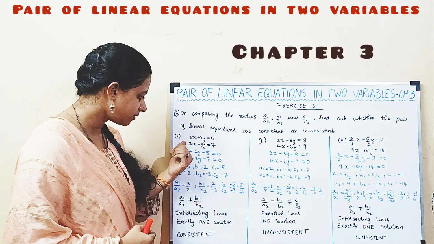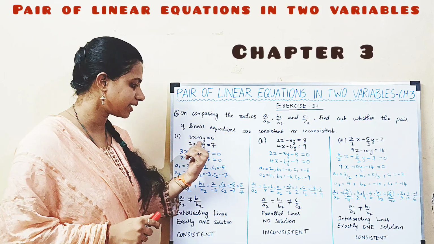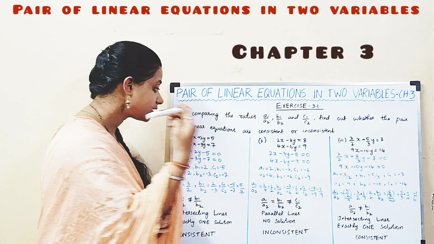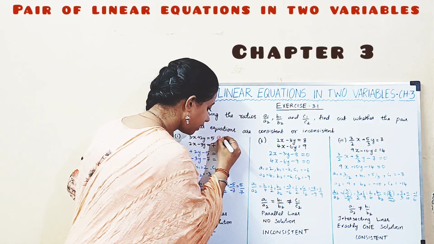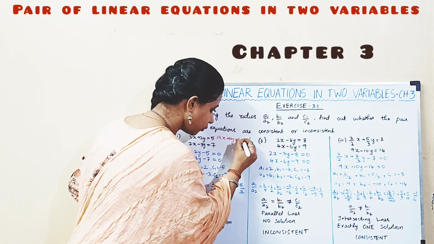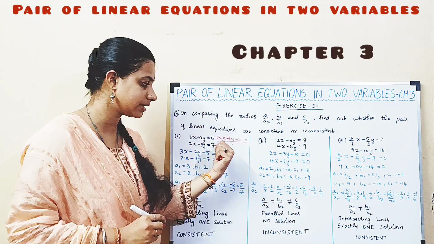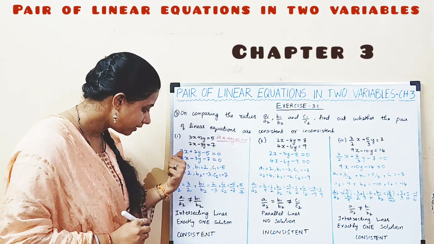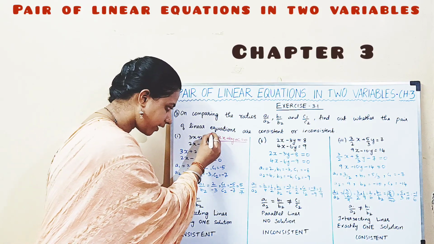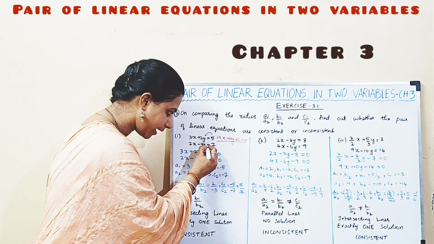Okay, first subdivision, the equations are 3x plus 2y is equal to 5 and 2x minus 3y is equal to 7. First we have to put it in the form ax plus by plus c is equal to 0. We have to bring the constant to the same side and represent it in this form. So we will write 3x plus 2y minus 5 is equal to 0 and 2x minus 3y minus 7 is equal to 0.